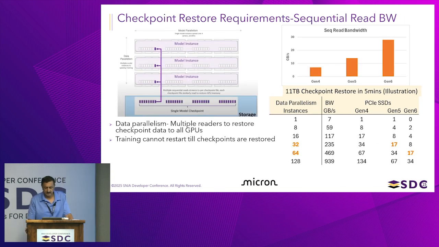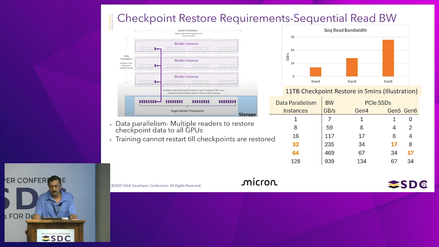Now let's look at the read side of the equation. Typically, model training is done on large clusters of GPUs, and to accelerate the training, various techniques are used. One of the techniques, specifically data parallelism, takes the model and replicates it across multiple instances of the GPU. So when you get to a stage where you're doing a checkpoint restore, what you've got to do is have multiple readers restoring the checkpoint file back to the individual instances of the GPU.